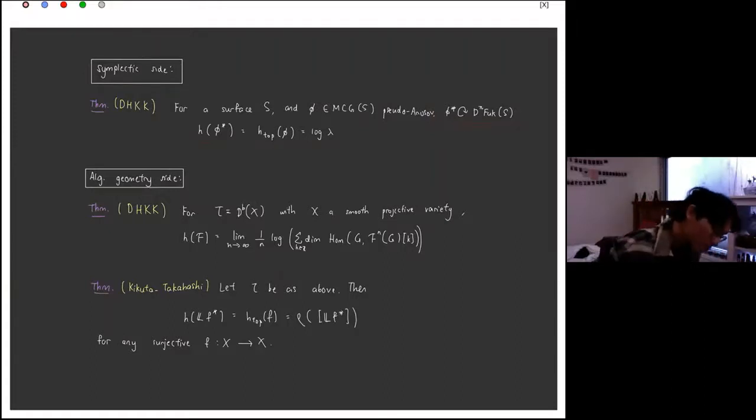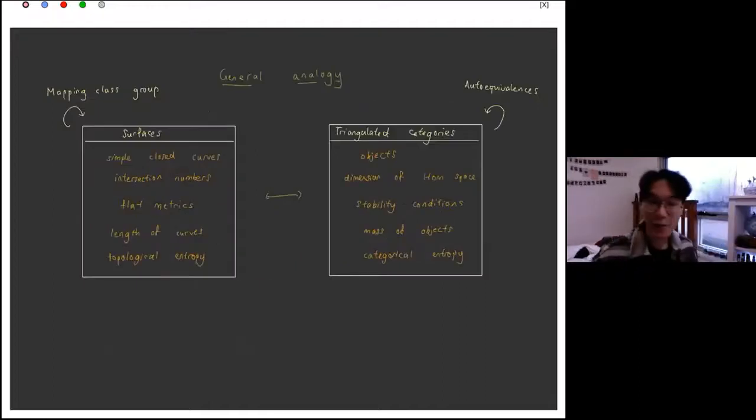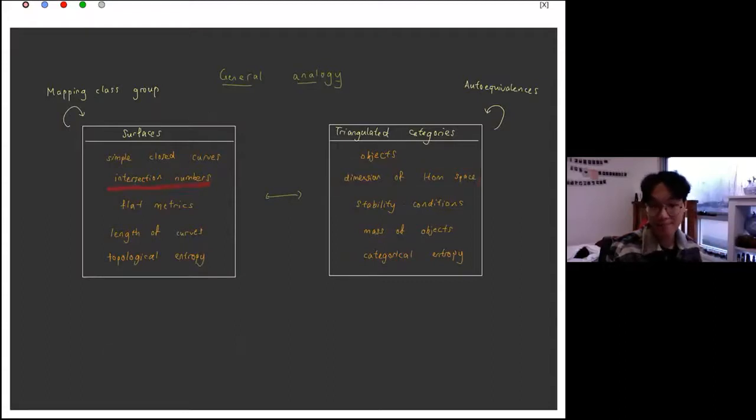On the more algebraic geometry side, there are a few results which say something like, if you want to compute the entropy of some endofunctor when you're working with smooth projective varieties, then all that you're doing here is measuring with respect to the dimension of the Hom space. So going back to the analogy that we had just now, you should really think of the dimension of Hom space as a correspondence to intersection numbers instead. So when you're computing entropy, a similar statement from the topological sense works, because now all that you're doing is computing with respect to intersection numbers.